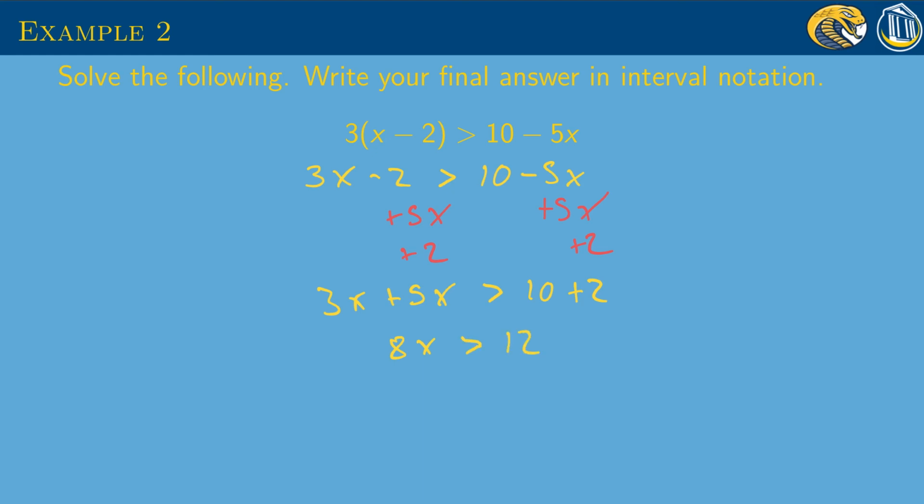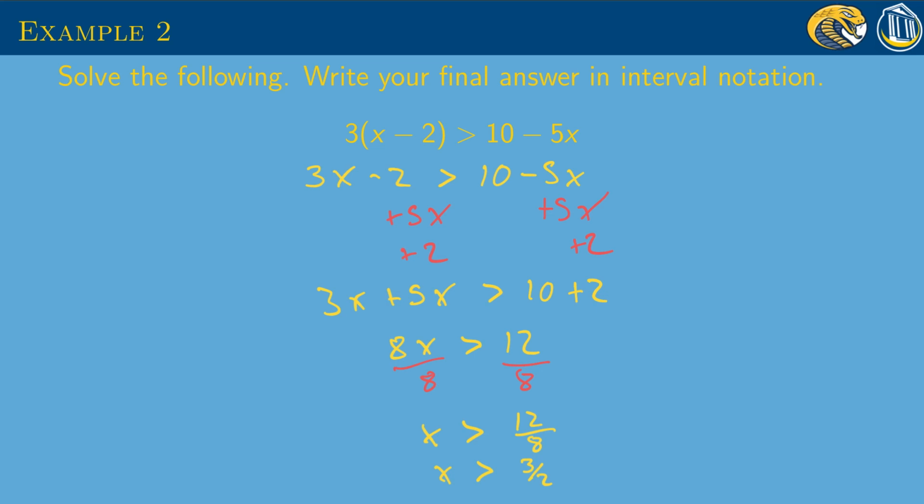As before, we're going to divide both sides. This time we're dividing by a positive number, and so we don't need to do anything different. We can just write x is greater than 12/8, or x is greater than 3 over 2, 1.5.